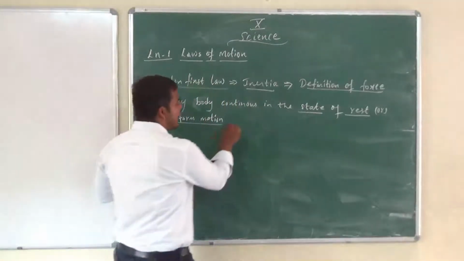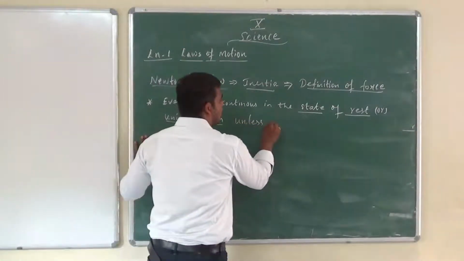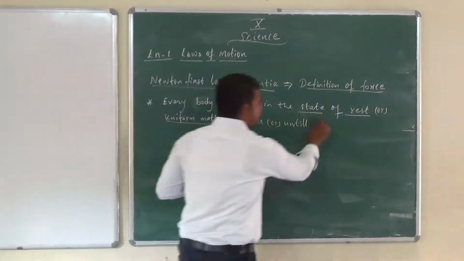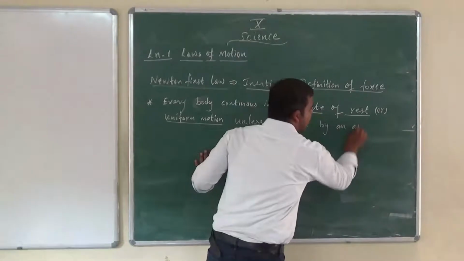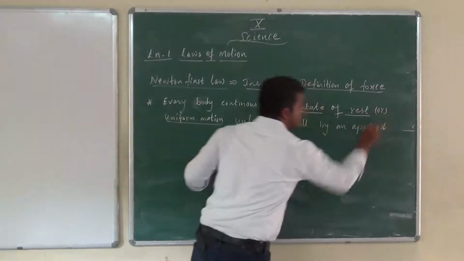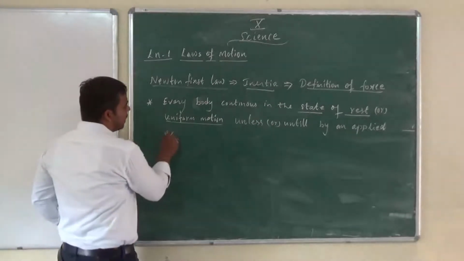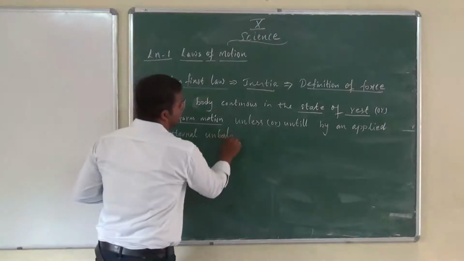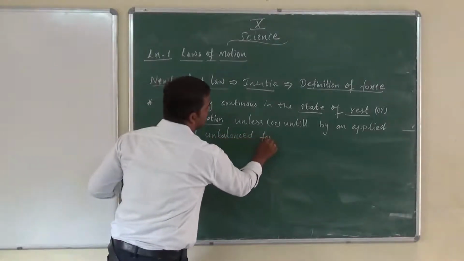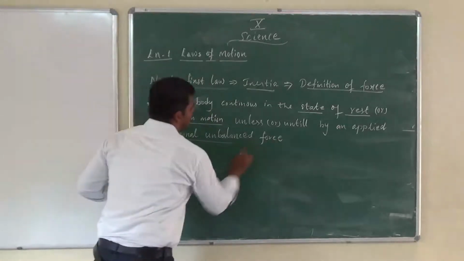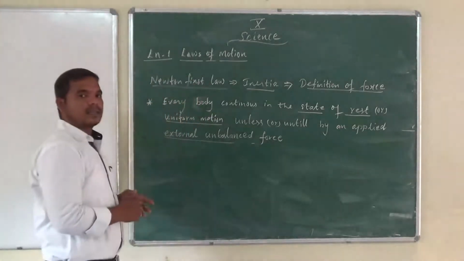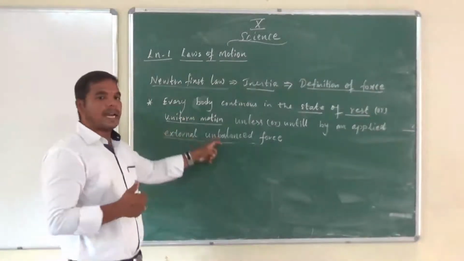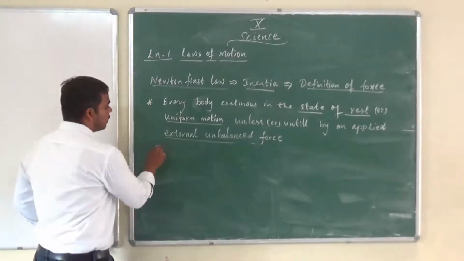The next word is important: unless or until by an applied, what is that? By an applied what force? External, the word is important, external, unbalanced, not a balanced, unbalanced force. When I underline, those are the important words. Suppose we have to apply the external unbalanced force. What happened?